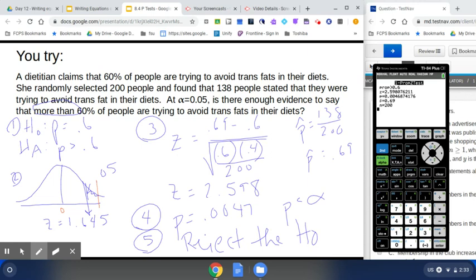And the summary statement would say, at alpha equal to 0.05, there is sufficient evidence to say that more than 60% of people are trying to avoid trans fats in their diets.